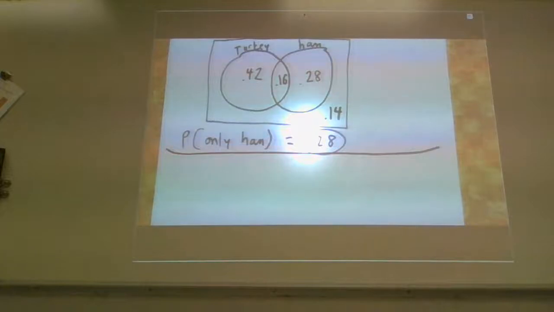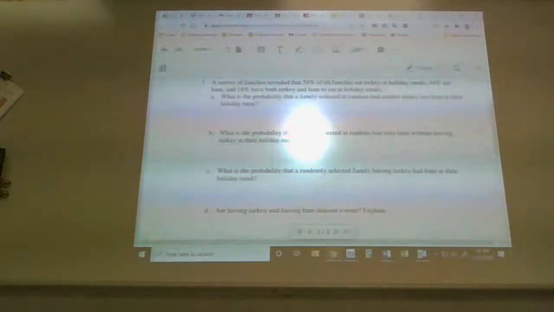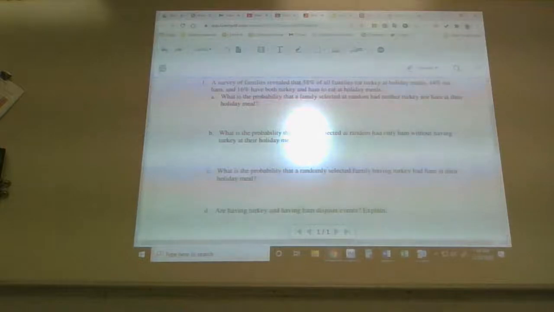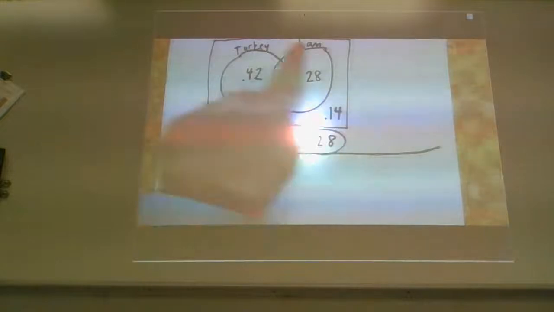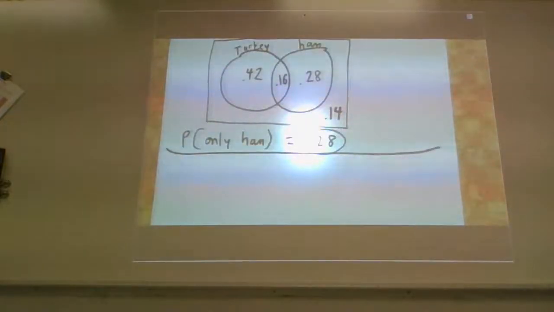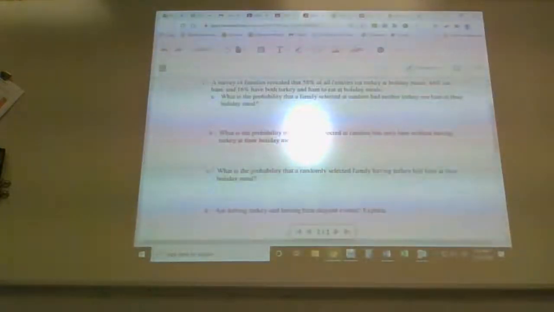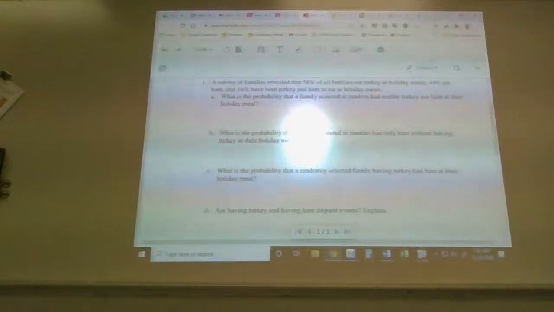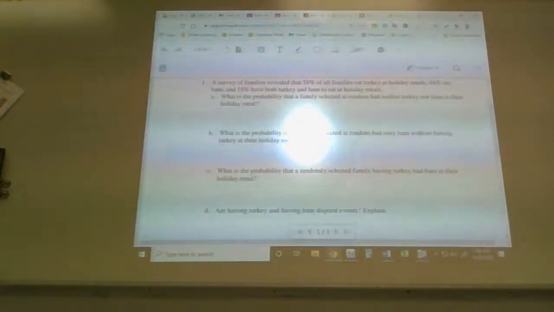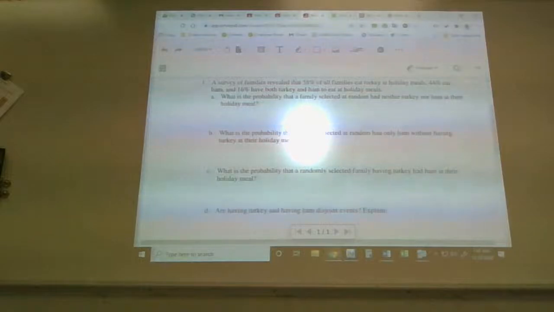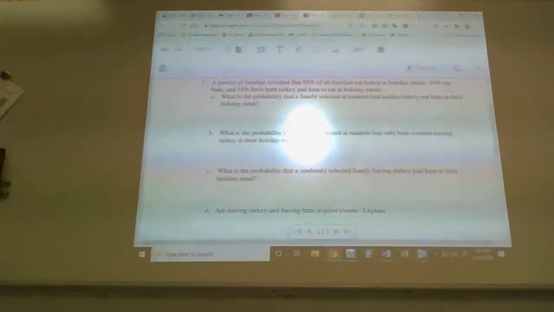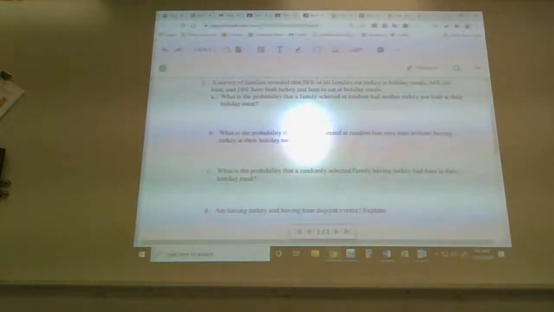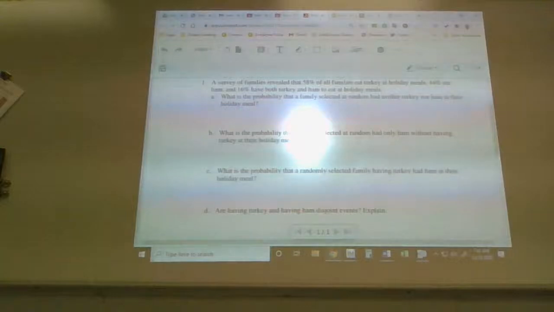Anyway, back to this. Part C was probably the craziest, because the answer to Part C is none of these numbers. What is the probability that a randomly selected family having turkey had ham at their holiday meal? Now, this is a weird question. I'm going to write down something, and then I'm going to reveal it in a moment, because I need you to do the proper interpretation here.